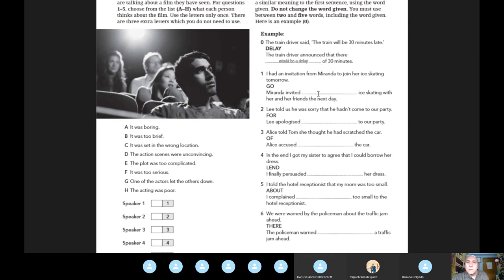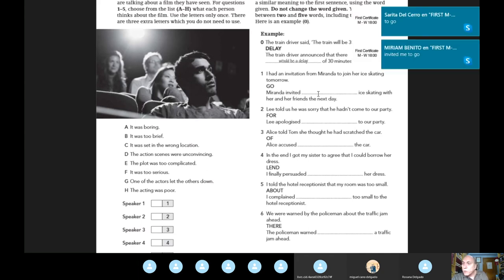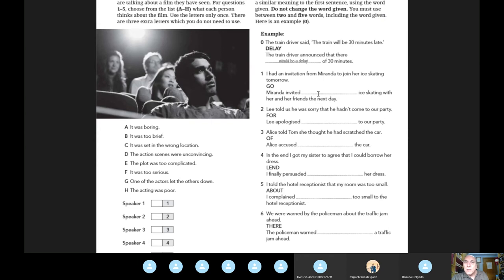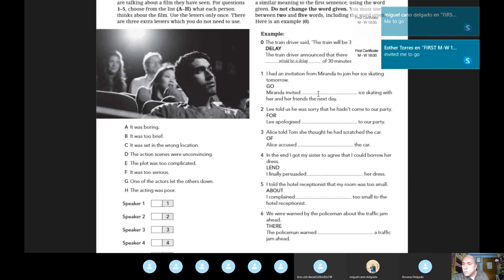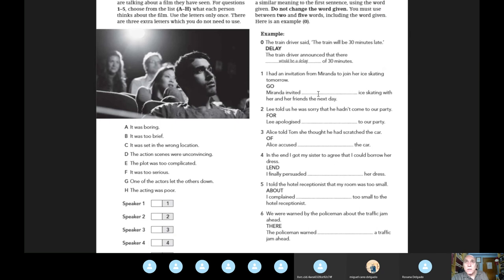What was your answer for number one? To go, invited me to go. Any other answer, something different? Or did you write exactly the same? Me to go, invited me to go. Yes, that's exactly the answer. Invited is part of the sentence they give us, so you don't have to write invited. Me to go is what you have to write in the space in blank. Me to go. Miranda invited me to go ice skating with her and her friends the next day.